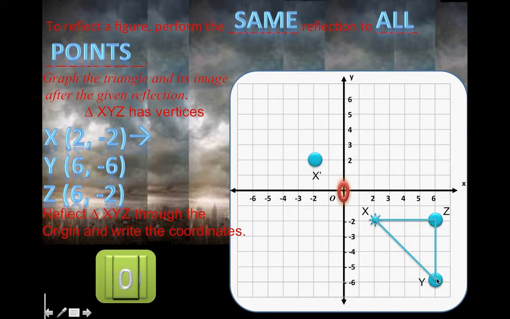Y, which is way down here, we're going to have to count all the way over and all the way up. So if you're good with your coordinates, you'll know that we're going to count over 6 and up 6. So we're going to do the same thing, count up another 6 and over another 6 to end up way over here. So it's going to come flying straight through the origin and end up way up here. Point Z is going to do the same thing. We have to count over 6 spaces and up 2 spaces, and then we're going to count up 2 spaces and over another 6. So we should end up right over here.